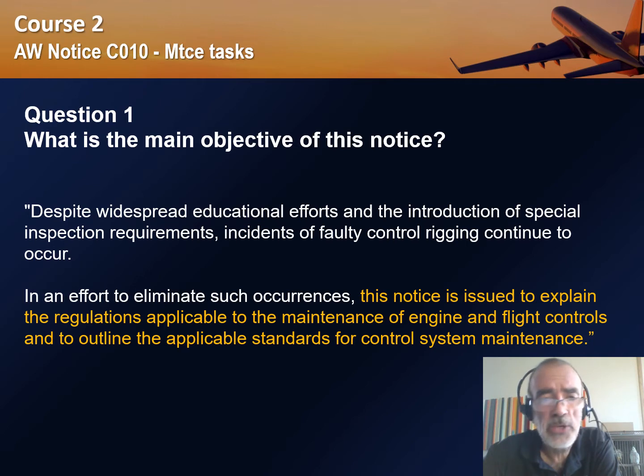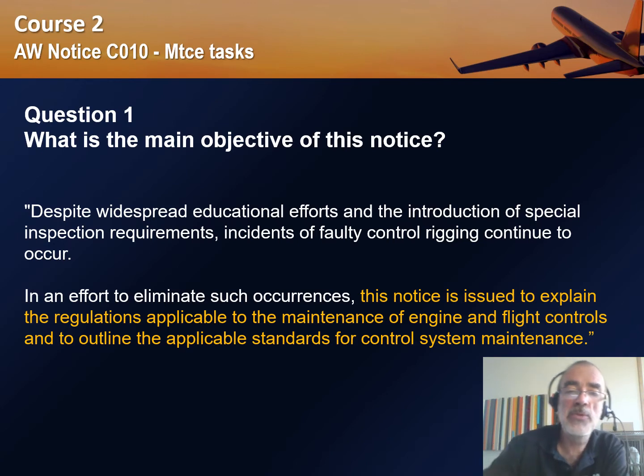If you read the document, it says despite widespread educational efforts in the introduction of special inspection requirements, incidents and accidents involving faulty control rigging continue to occur. This leads, of course, to accidents. So in an effort to eliminate such occurrences, the notice is issued to explain the regulations applicable to the maintenance of engine and flight controls and to outline the applicable standards for flight control system maintenance. So this is the main reason this notice was issued by Transport Canada.